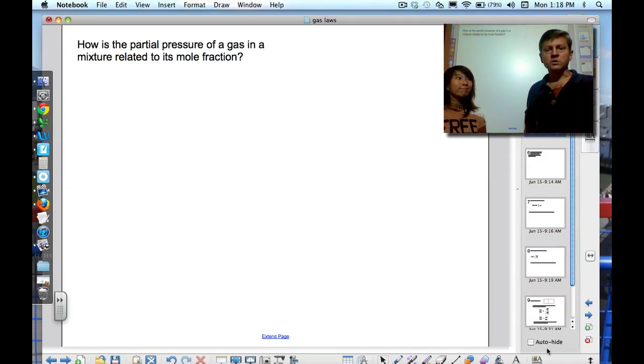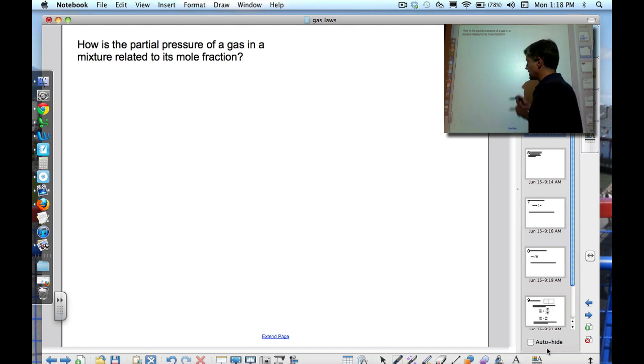Okay, so let's talk about the relationship between the partial pressure of a gas in a mixture and its mole fraction. Annie, do you remember what mole fraction means? It's the ratio of the number of moles of one component to the number of moles of everything. Very good. Okay, so let's assume we've got a mixture of two gases, A and B.